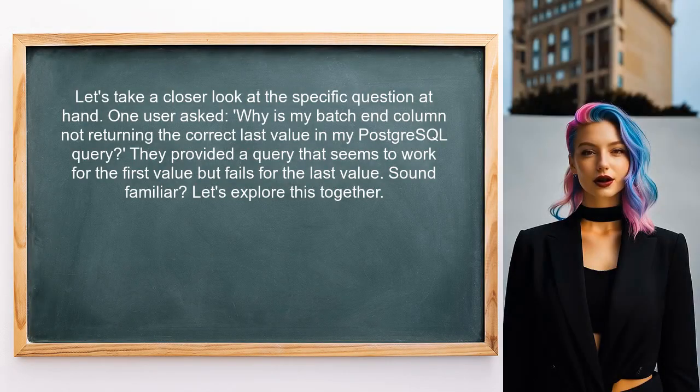Let's take a closer look at the specific question at hand. One user asked, "Why is my batch end column not returning the correct last value in my PostgreSQL query?" They provided a query that seems to work for the first value, but fails for the last value. Sound familiar? Let's explore this together.